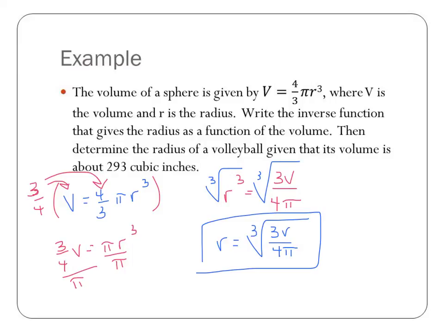And then it says, determine the radius of a volleyball given that the volume is 293 cubic inches. So all we need to do is come back in and put in the cube root of 3 times 293 divided by 4 pi. I will caution you that when you put this in your calculator, if you do it all at once, you need to put parentheses around your 4 pi. So the cube root of 3 times 293 divided by 4 pi. Make sure you can get the correct answer out of your calculator. I get 4.12, and this is going to be in inches.